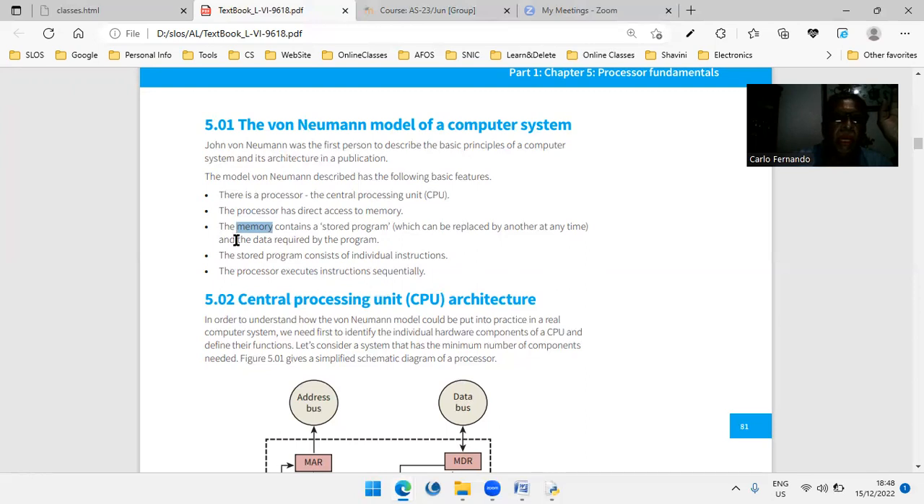And data required by the program, the instructions as well as the data. That is very important. The memory must have the program and the data. Otherwise, the CPU can't do anything. That program cannot be run. The stored program consists of individual instructions. Stored program, like you have done in Python, I suppose.